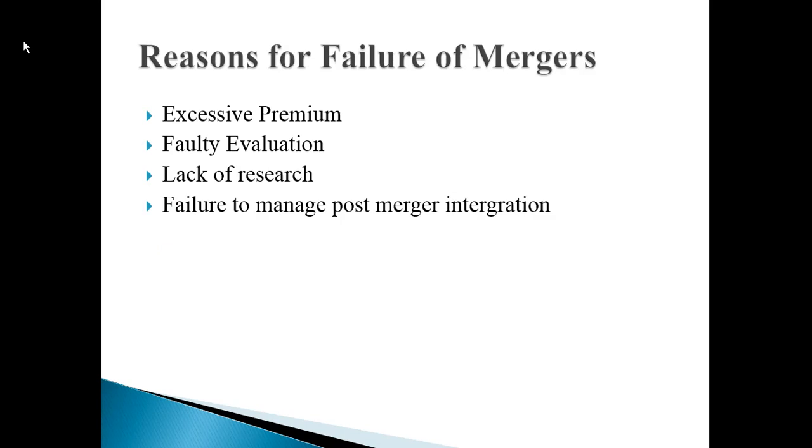Reasons why mergers fail: maybe because the acquirer paid too much premium. Maybe when they did their evaluations, they were faulty, they overvalued, or there was a lack of research, they didn't do enough research before they did their merger or acquisition. And then also there's failure to manage post-merger integration.